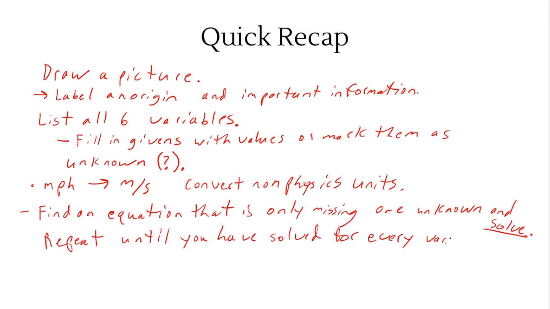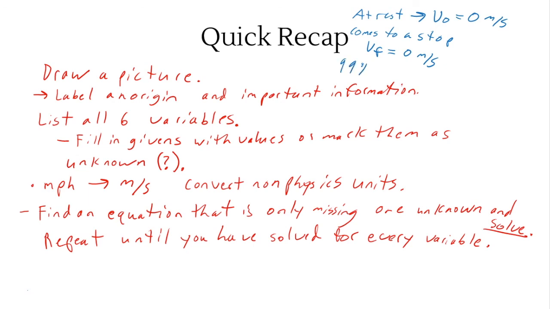Last thing I want to mention is that we need to pay attention to keywords like at rest, and how at rest means that our initial velocity is 0, or comes to a stop, meaning that our final velocity is 0. And then also, like I said before, 99% of the time, your initial distance will be 0 meters. And that's because we're setting our initial distance at that origin.